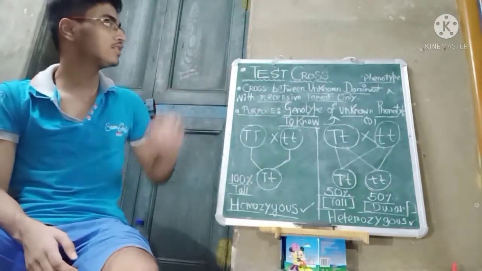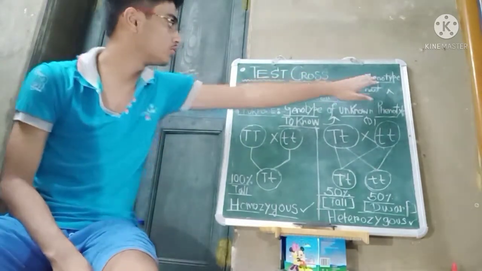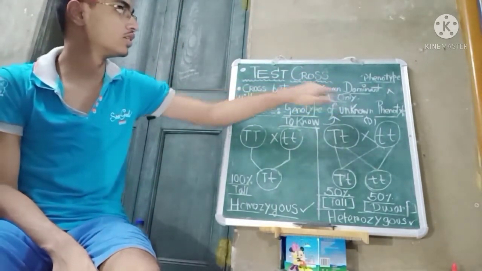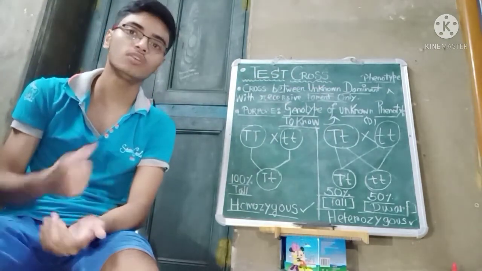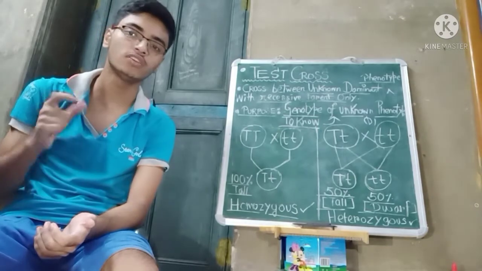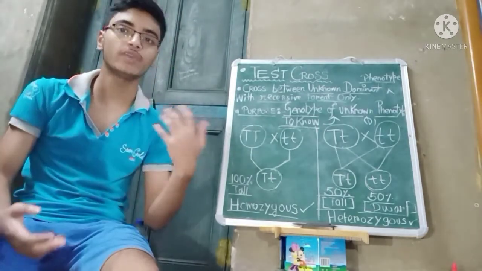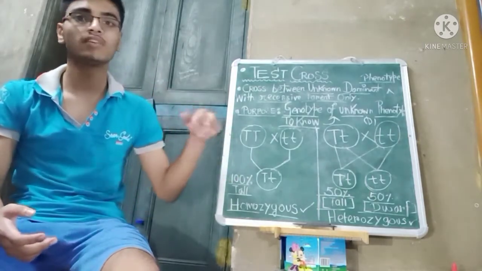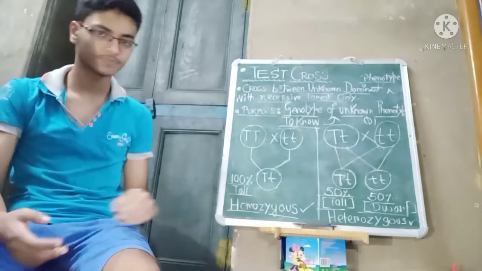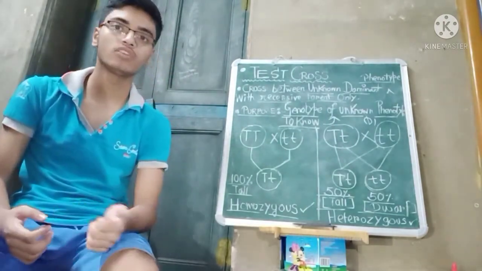So what's a test cross? The test cross is a cross between the unknown dominant phenotype with the recessive parent only. So what's the meaning of the unknown dominant phenotype? Unknown means the thing that's not known, that we can find out by prediction or by experiment. The test cross was done by Mendel, Gregor Johann Mendel.